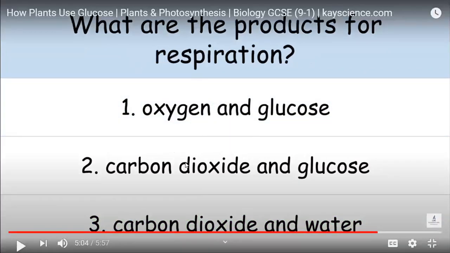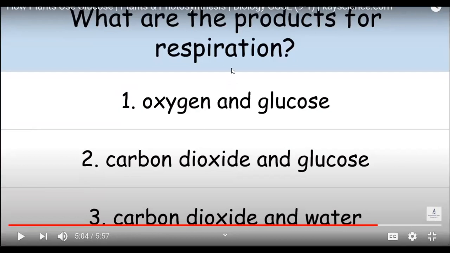What are the products? Now look at this. What are the products, the result of respiration, not photosynthesis, now respiration? What is the right answer? What do we get when we respire? What are the products? Products are those which are on the right side of the arrow, which is the end product, which comes out after doing the respiration. What do we get?